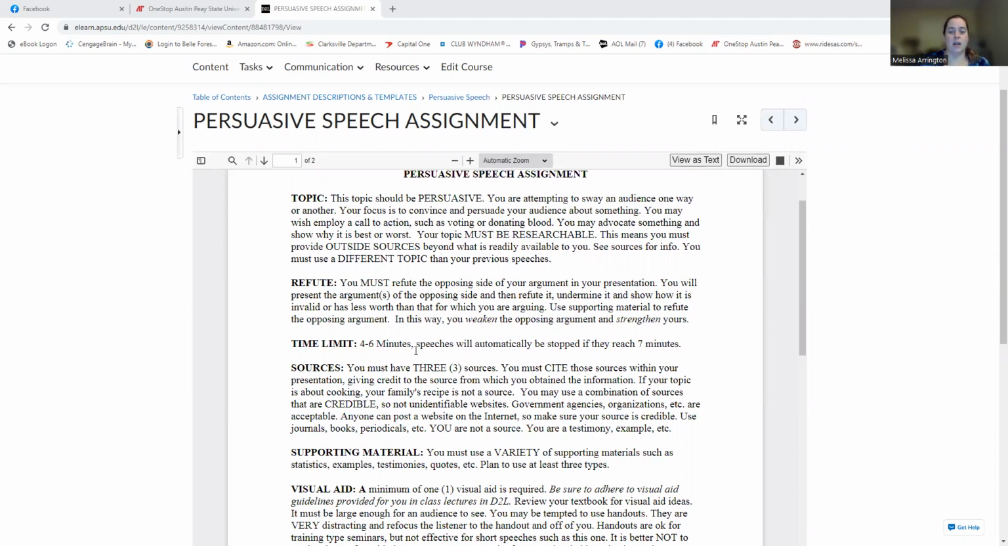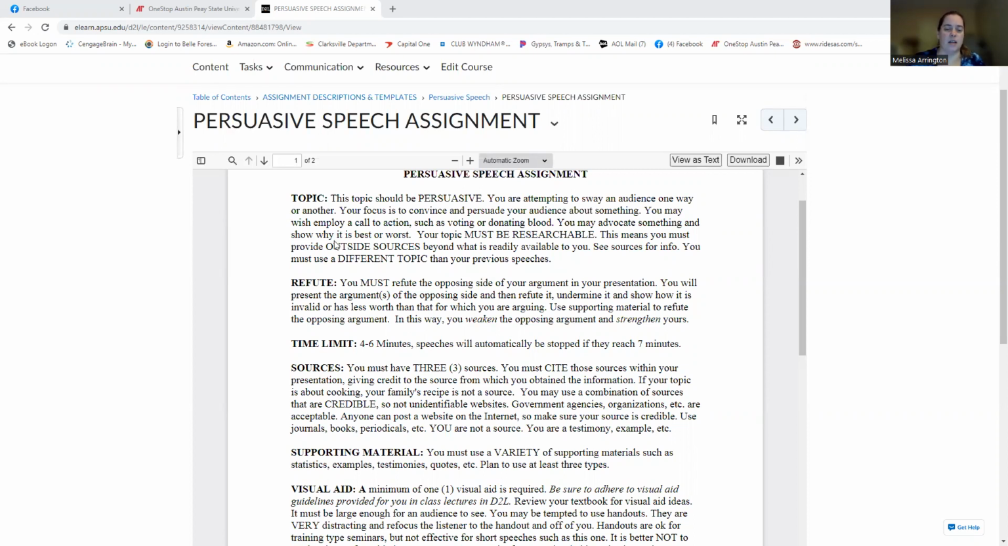When we talk about a persuasive speech, you are attempting to sway your audience one way or another. Your focus is to convince and persuade your audience about something. That could be you want them to believe that creamy peanut butter is far superior to chunky peanut butter. You want them to become blood donors. You want them to vote. Anything that could get them to change their mind or get them to do something.